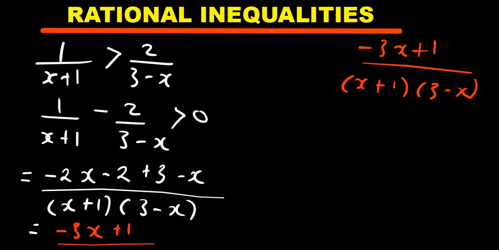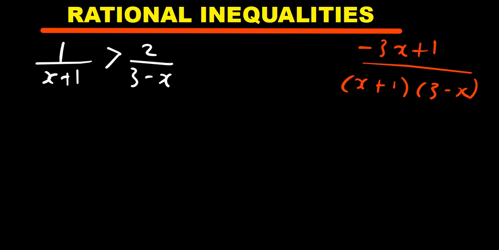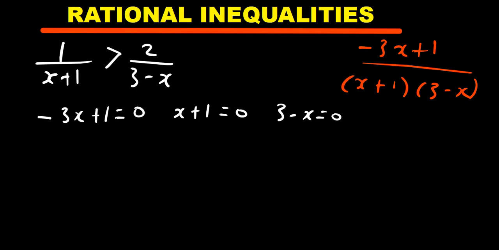So now what are we going to do? Now that we've reached here, what you're supposed to do from this point is equate everything to 0. You have to equate what is on top, negative 3x plus 1, to 0. Your x plus 1 should equal 0. Your 3 minus x should also equal 0. Let's find the values of x.